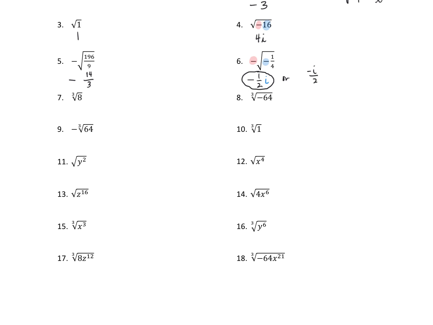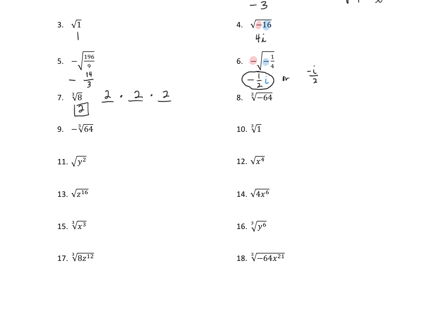Okay, number 7, we have a cube root now. So the cube root of 8 means we want to find something that multiplies by itself 3 times to get 8. So this would be 2 times 2 times 2. So the cube root of 8 is 2.